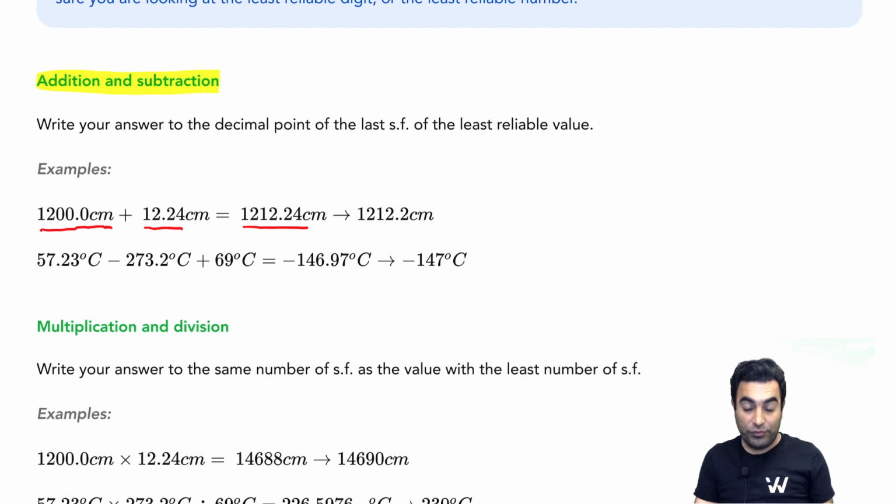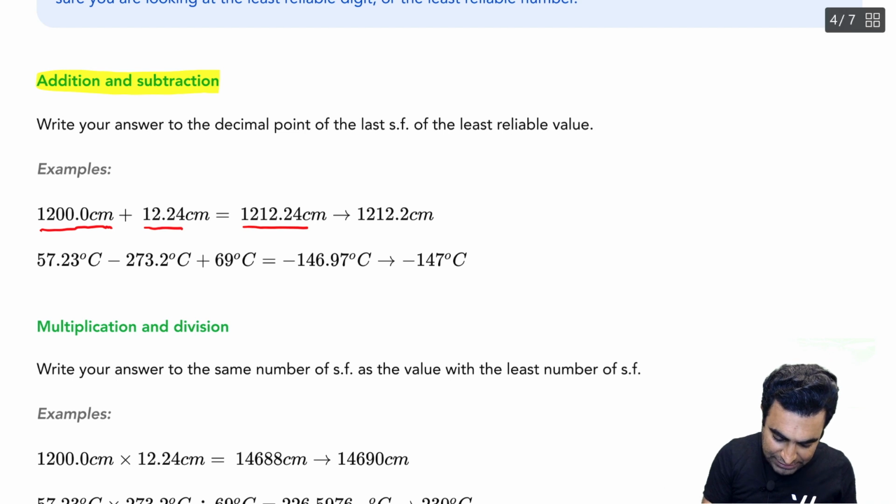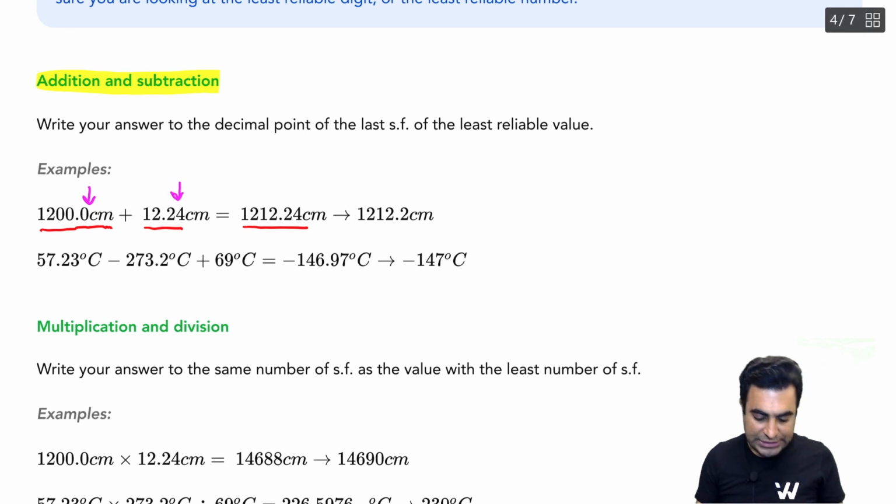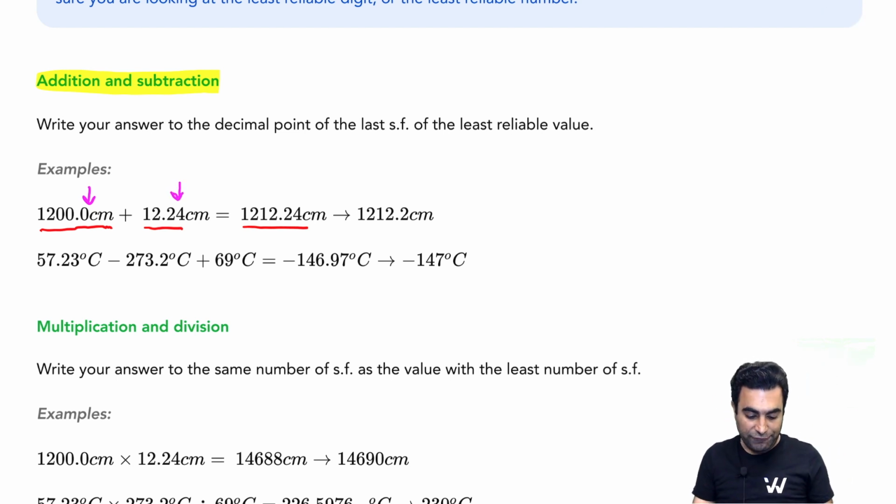As we said, when we are adding two numbers, we have to first identify the least reliable number. We said that the least reliable number is the number with the fewest digits after the decimal point. The first number has 1 digit after the decimal point. The second number has 2 digits after the decimal point. That's why the first number is the least reliable one, which means that we have to keep only 1 digit after the decimal point even in the final answer.